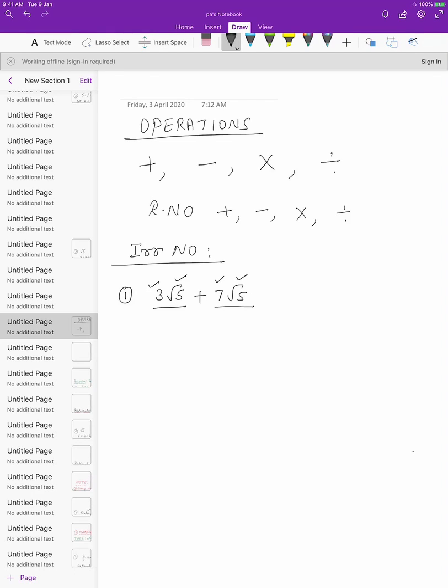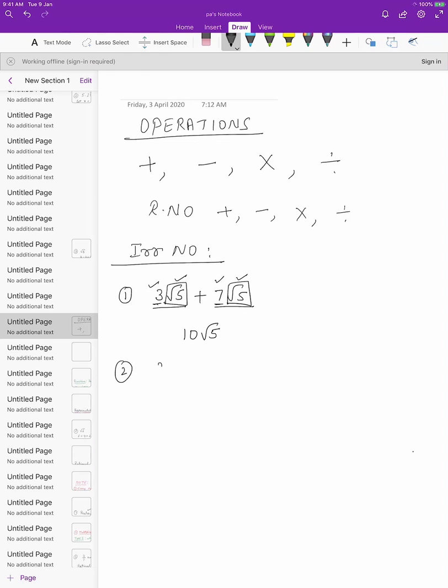What is the basic requirement for addition of irrational numbers? That is that the irrational part should be the same in all the numbers. Only then we can add or subtract them. So root 5 and root 5 are present in both the numbers. So in the answer also root 5 will definitely be there. Now add up the rational parts. 3 plus 7 gives you 10. So 10 root 5 is the addition of these two numbers.